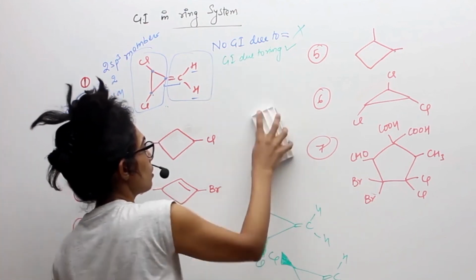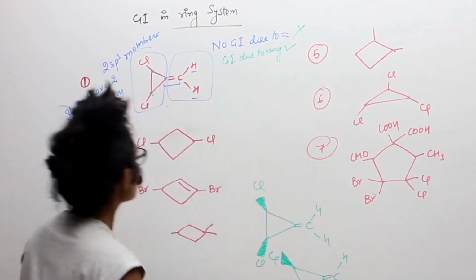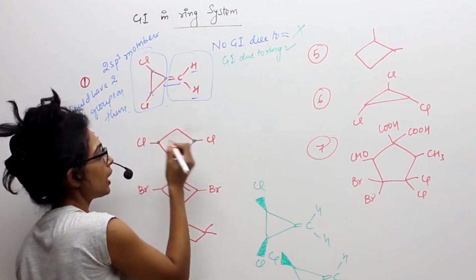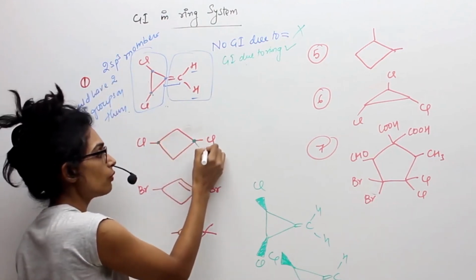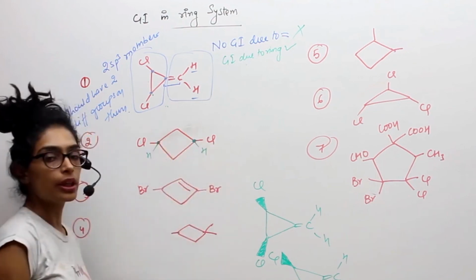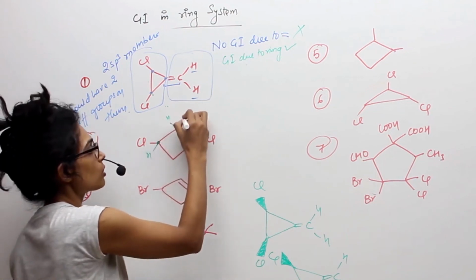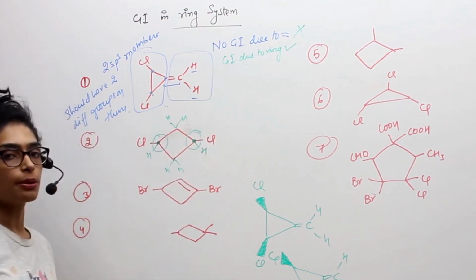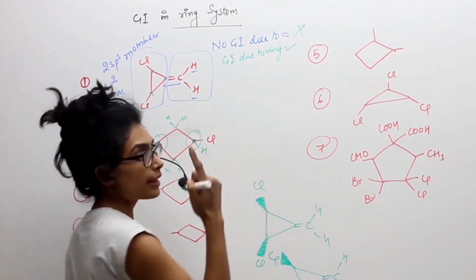Now let's talk about the second compound. The second compound is a cyclic ring with two chlorines. Is this an sp3 atom? Is this an sp3 atom? Both are sp3. What are the attachments over here? Hydrogen, hydrogen, chlorine and chlorine. On the rest of the places there is hydrogen, hydrogen, hydrogen, hydrogen. So only these two are the carbons where two different substitutions are there. So can it show GI? Yes, it can show GI.